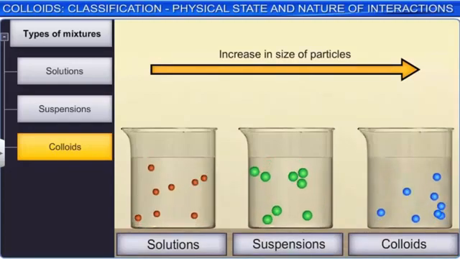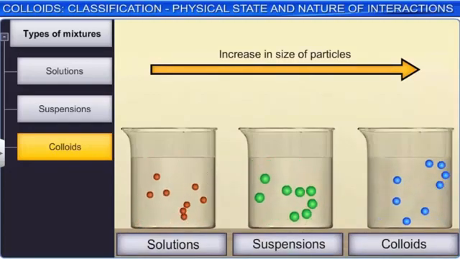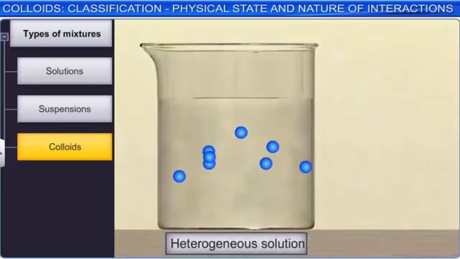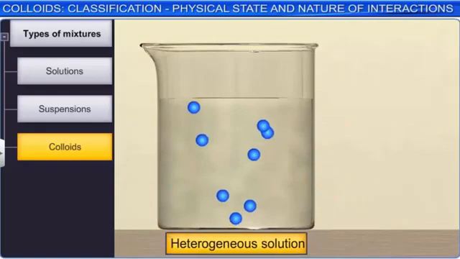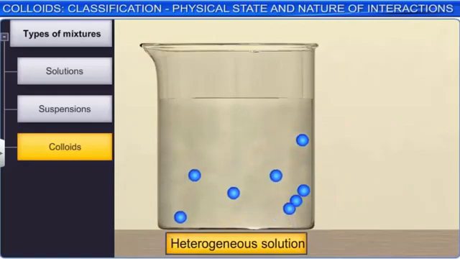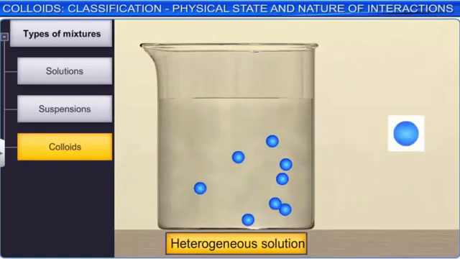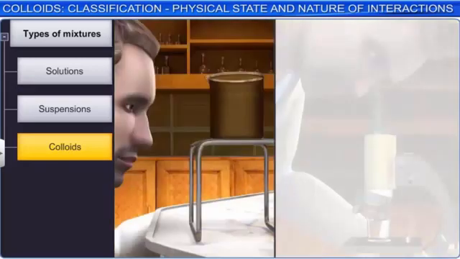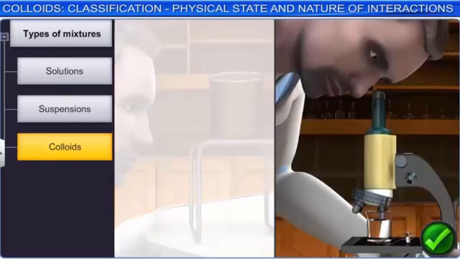Therefore, a colloid is a heterogeneous solution in which the particle size ranges from 10 to the power minus 9 to 10 to the power minus 6 meters. These particles are not visible to the naked eye, but can be seen under a microscope. Milk, blood, honey, and starch solution are all colloids.